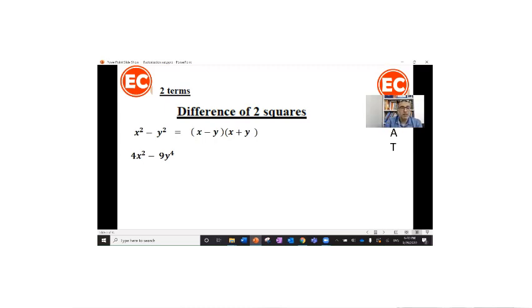The factorization of 4 is 2 times 2. And the factorization of 9 is 3 by 3. The factorization of x squared is x times x. And notice that one of the brackets is positive and the other is negative. And it doesn't matter which one you start with. So notice in the first example, I started with the negative, but in the second example, I started with the positive. It doesn't matter which one you start with.